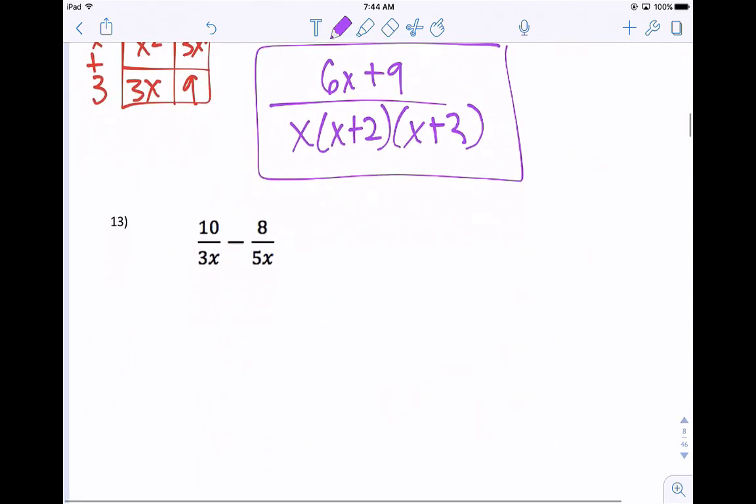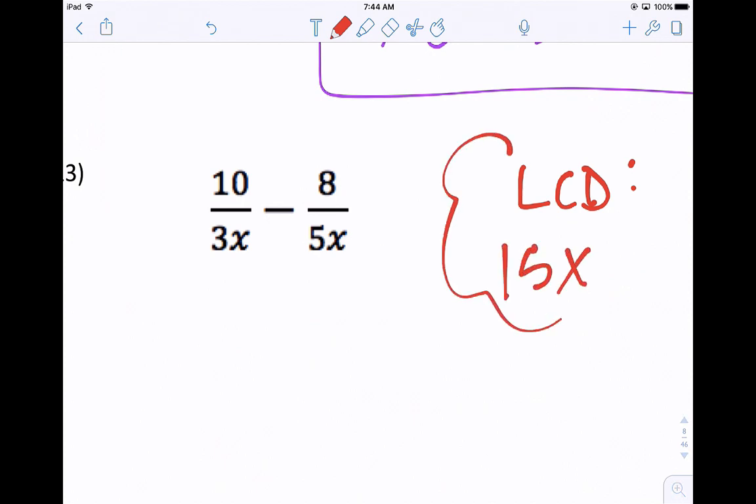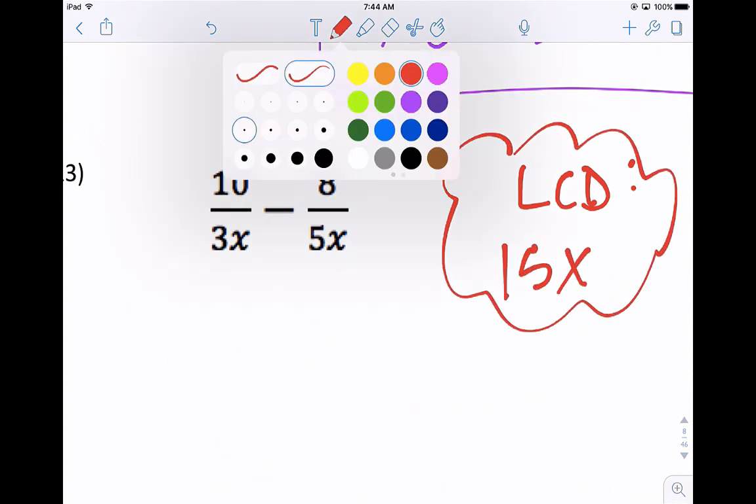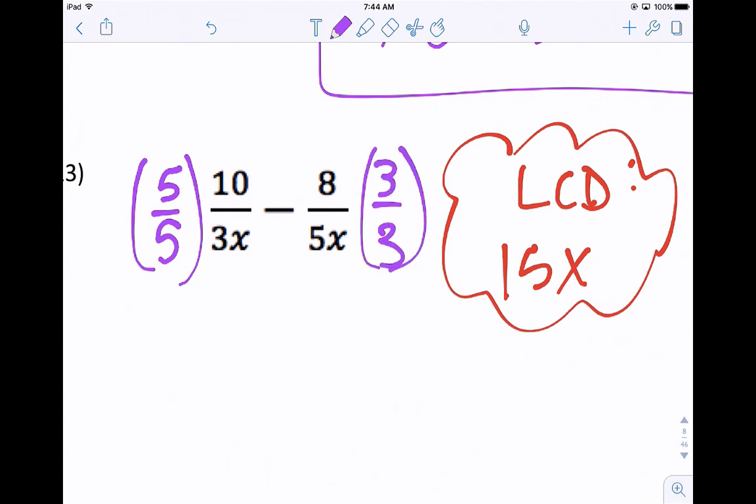Okay, let's try one more. We have 10 over 3x minus 8 over 5x. We need an LCD. In this case, it's 15x. So we need that on the bottom of both fractions. So how do we turn a 3x into a 15x? We multiply by 5. How do we turn a 5x into a 15x? We multiply by 3. We're done with the bottom because both are now 15x.